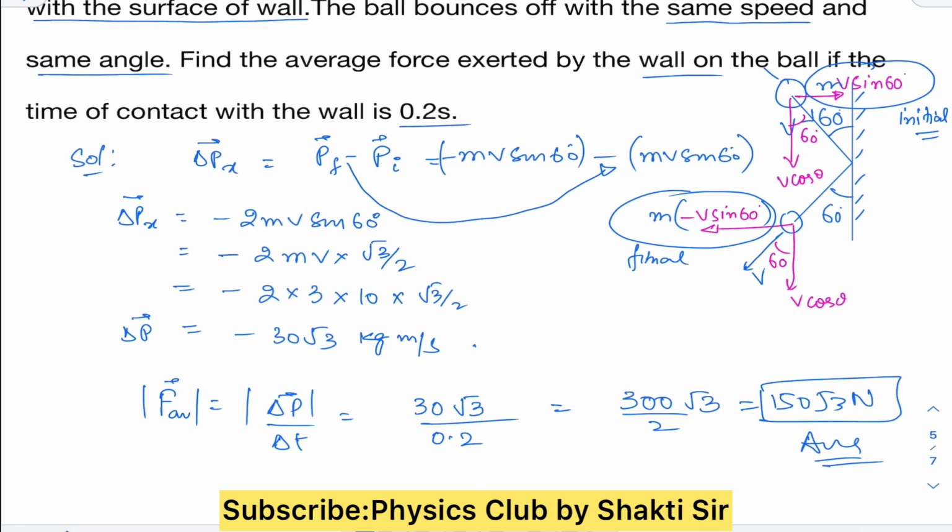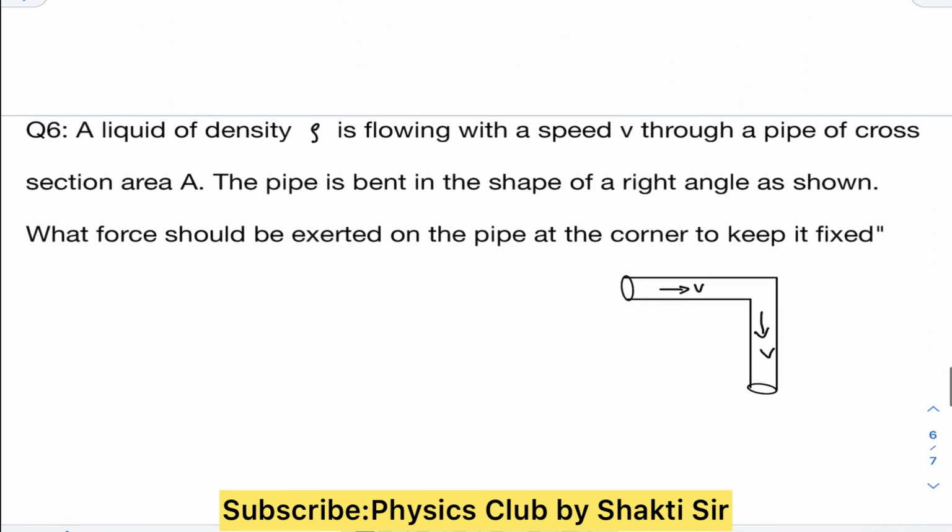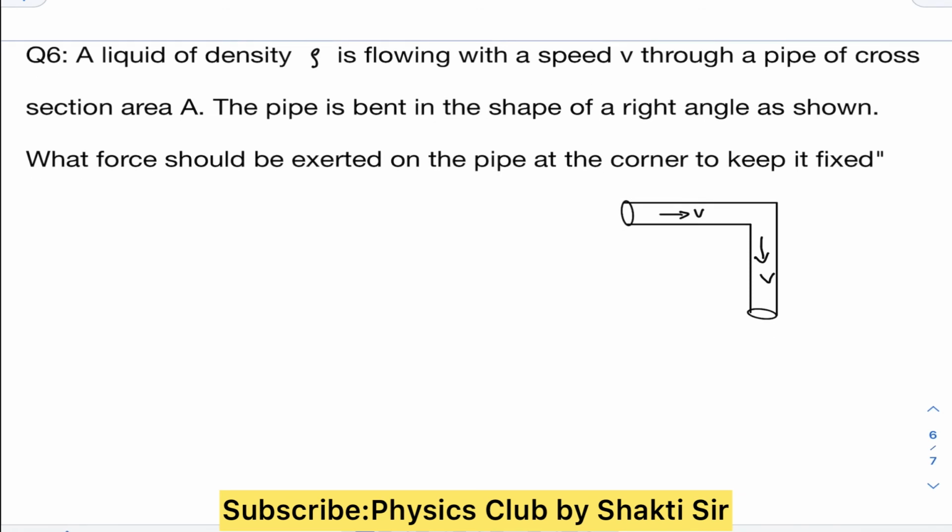It's a very important, very basic numerical. So let's move toward the last question of this lecture. It says a liquid of density rho is flowing with a speed v through a pipe of cross-section area A. The pipe is bent in the shape of a right angle as shown. What force should be exerted on the pipe at the corner to keep it fixed?